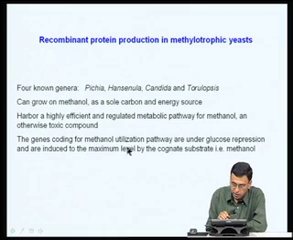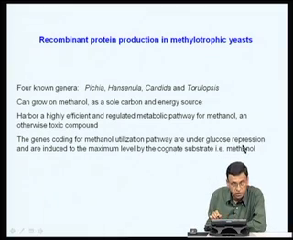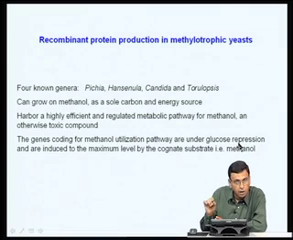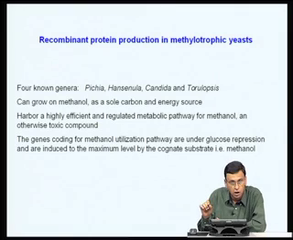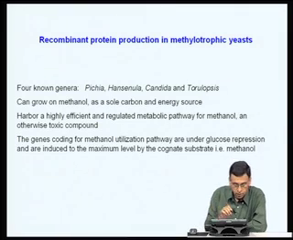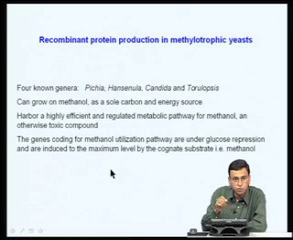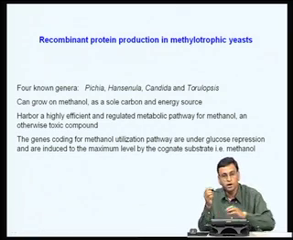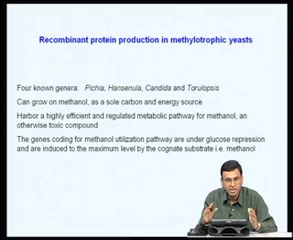The genes coding for the methanol utilization pathway are under glucose repression. So, all the genes involved in methanol metabolism are not expressed as long as you grow these methylotrophic yeasts in glucose as a carbon source. The moment you change the carbon source from glucose to methanol, all these genes involved in methanol metabolism are turned on. So, they offer an excellent inducible expression system.